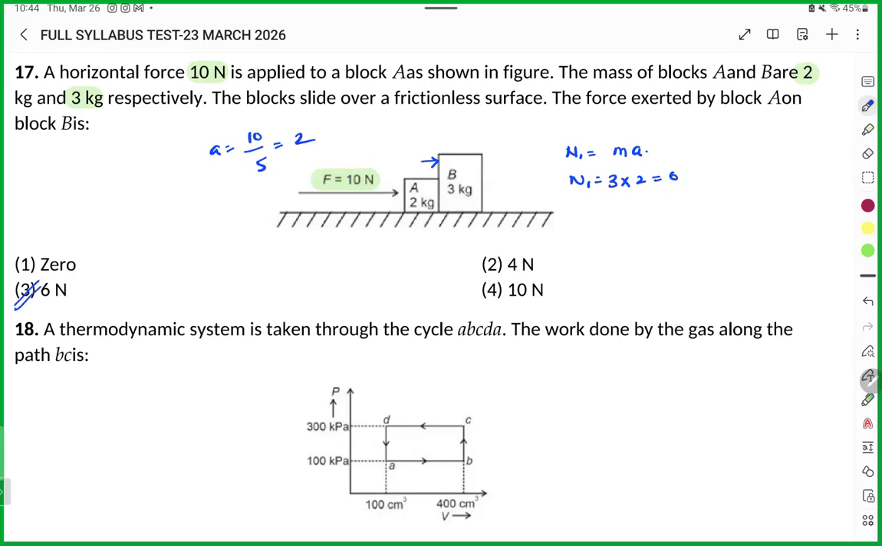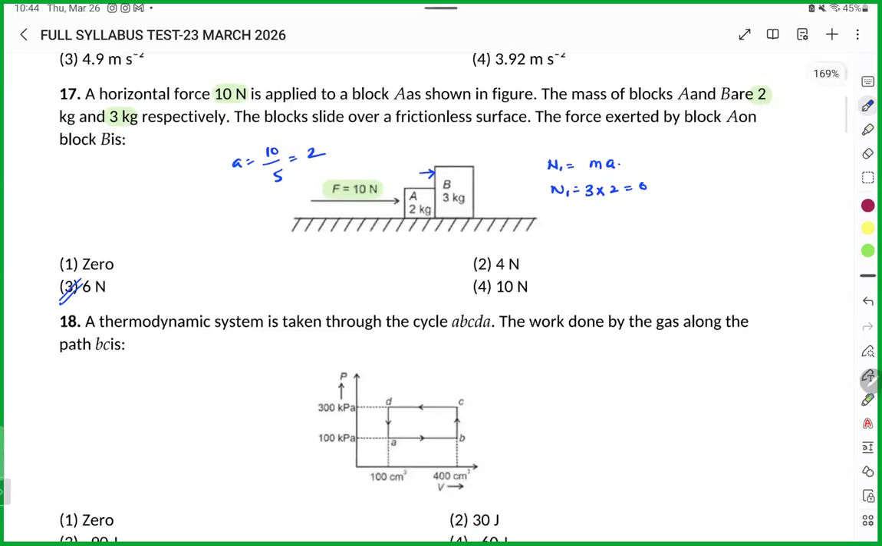Tell me, guys, was this question really difficult? No, sir. You have to apply two concepts. Acceleration is equal to total force by total mass. Acceleration of every body is the same. Then the contact force.